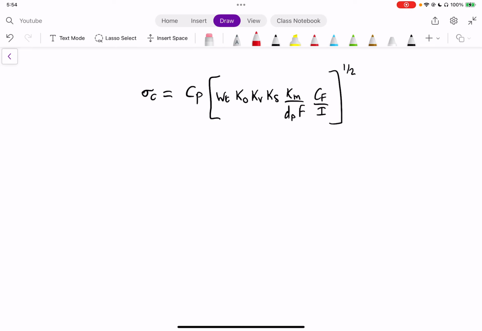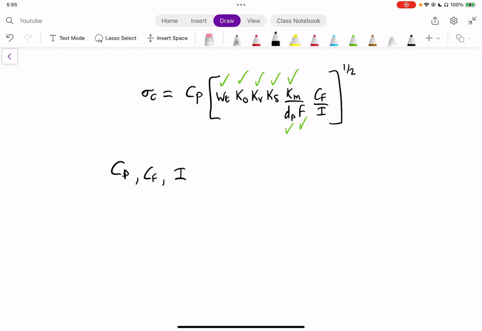And what I want to do now is, because we've already started this problem in part one, there's a few different things that we already have checked off that we found in the previous video. Specifically, we found WT, KO, KV, KS, KM. We know the diameter of the pinion and we know the face width as well. So we're left with finding only 3 terms. It's going to be a little bit faster now that we've already found most of the terms. We're left with finding CP, CF, and I.